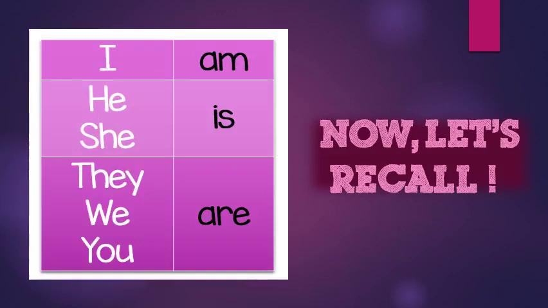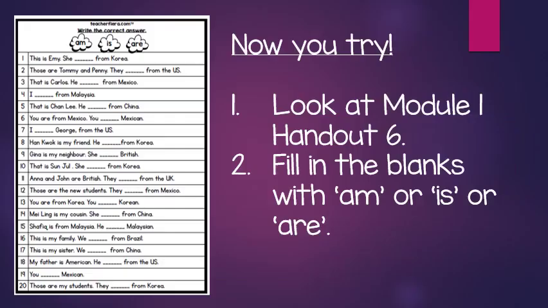Now, let us recall. We use am when the sentence begins with I. We use is when the sentence begins with he or she. And we use are when the sentence begins with they, we, or you. Can you remember that? Now, I want you to try.